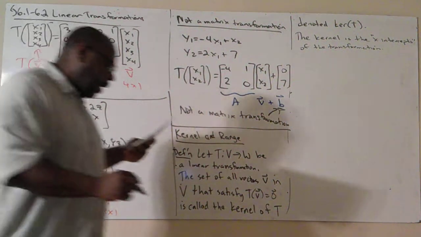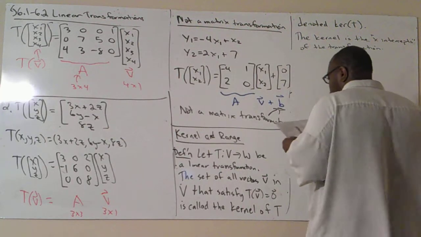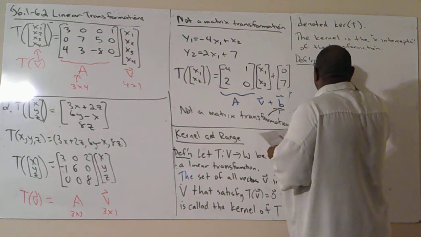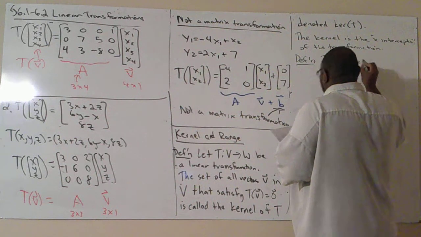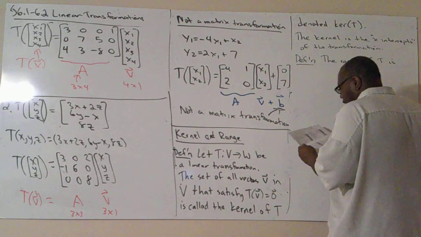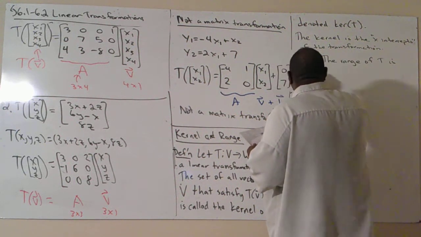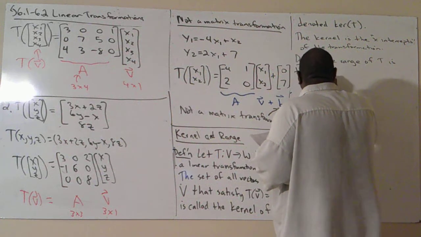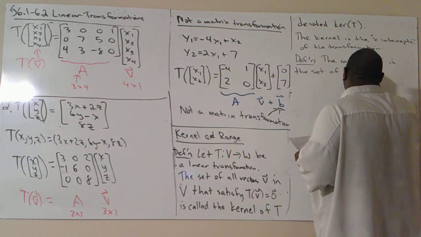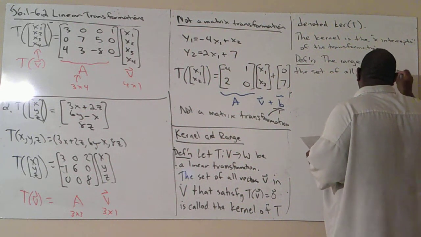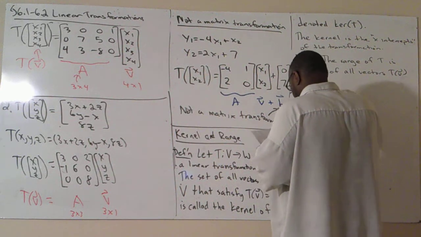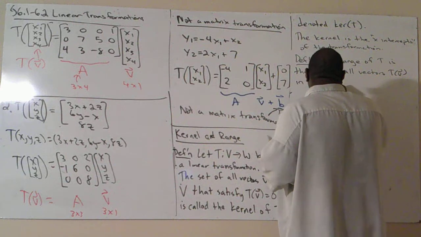And then the range of T is the set of all vectors T of v in W, denoted range of T.